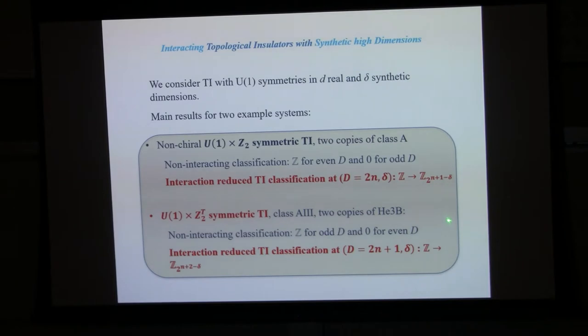It's complicated to read, but you can see that the delta, the synthetic dimension, will play a role in this classification reduction. And so does this case. Of course, to fully analyze the problem and get the answer for every dimension is very technical, but I will explain the simplest example, which is very easy to understand, of why there is such a reduction of classification.